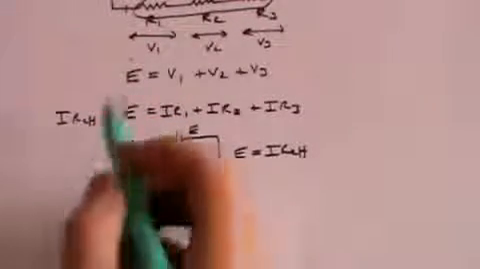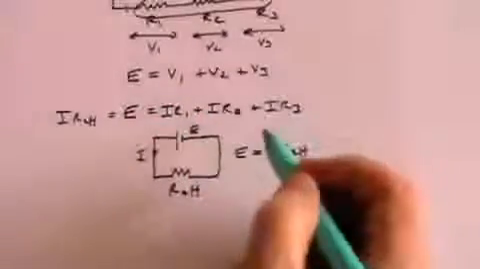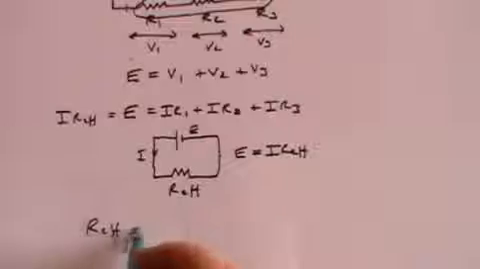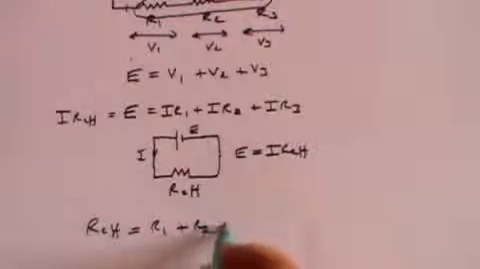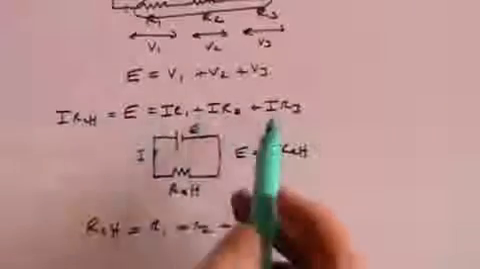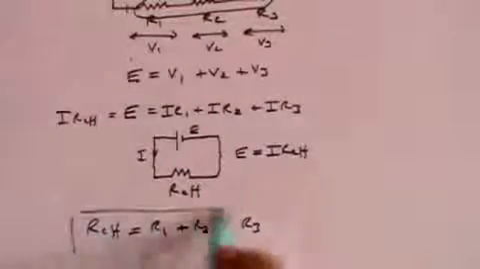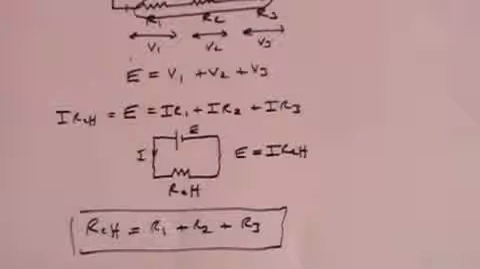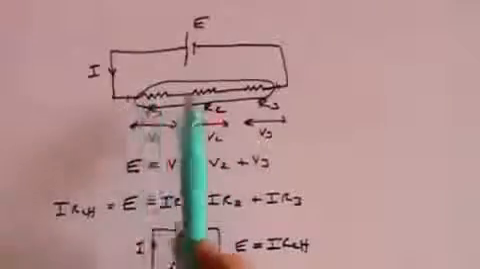And now all you have to do is cancel out all the I's, and you get that the R effective equals R1 plus R2 plus R3, just by cancelling out the I's in all cases. And that's the formula for resistors in series. The effective resistance of three resistors in series.